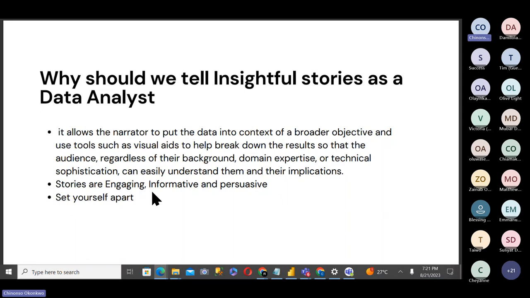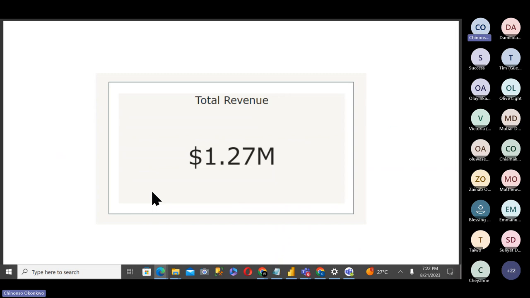So, let's move on. Before I move on to the next slide, I still need to bring your attention to what we are discussing, building dashboards that tell insightful stories. Now, you can see here a visual.